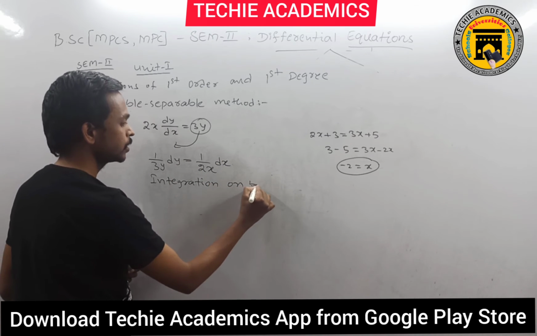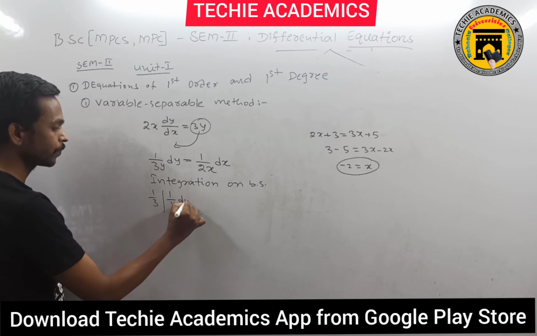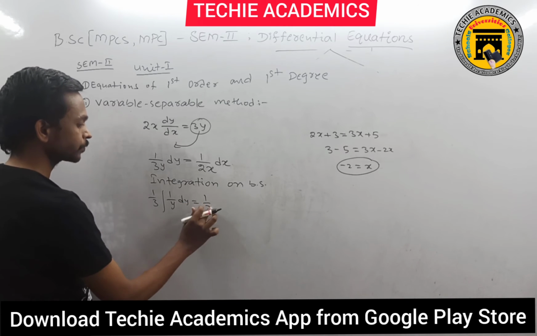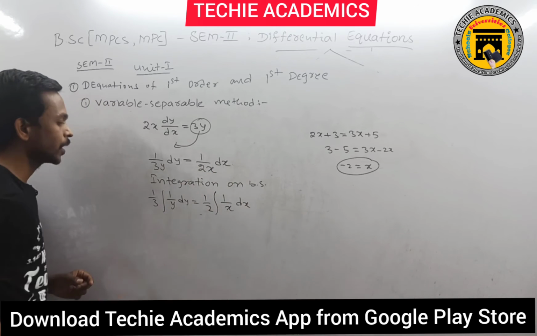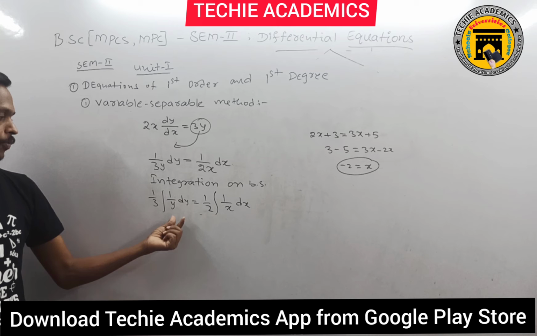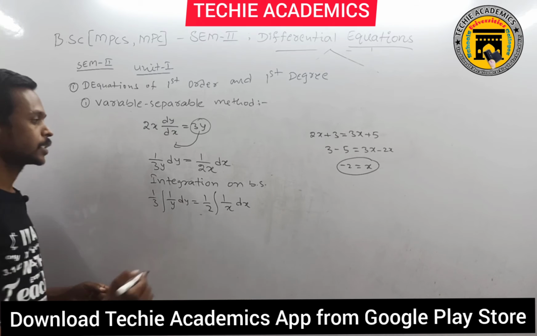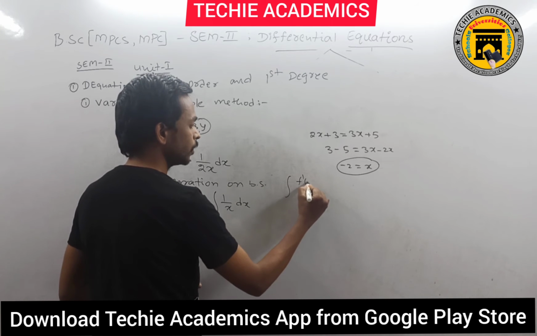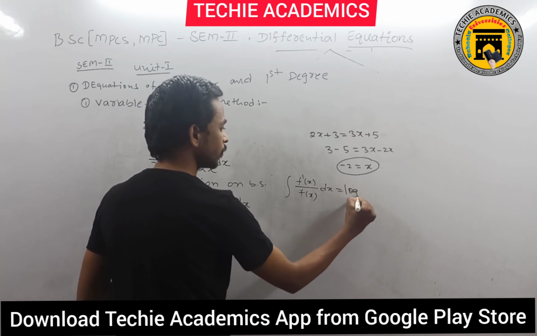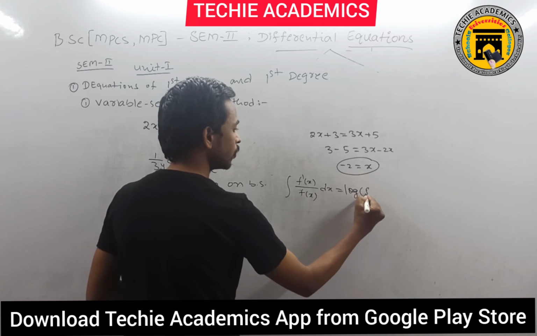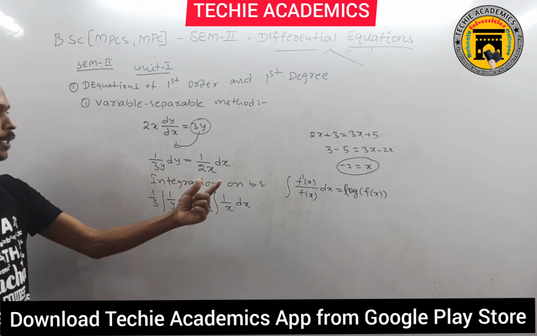Integration on both sides. Okay, 1 by 3 integration of 1 by y dy is equal to 1 by 2 integration of 1 by x dx. Here you know the integration of 1 by y. 1 by y means f dash of x by f of x can be written as log of f of x. We have a formula, integration of f dash of x by f of x dx is equal to log of f of x, log of denominator, simply log of denominator. Here you have to take integrating constant also.